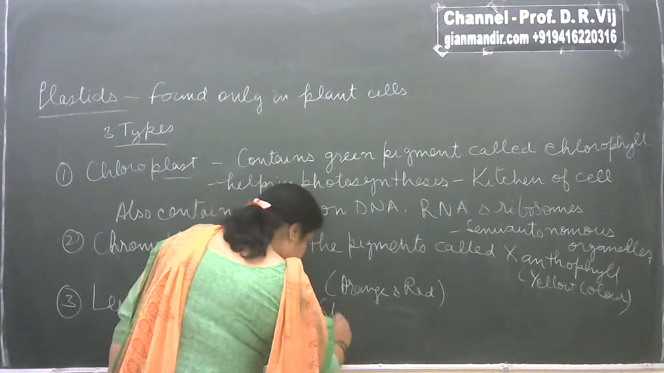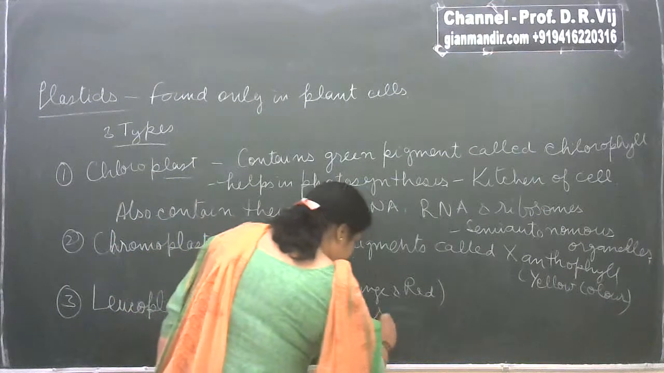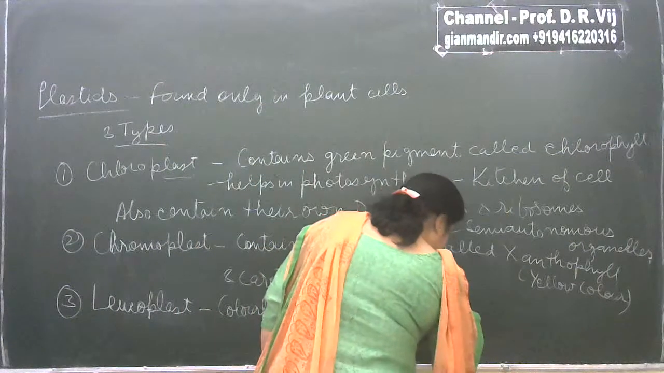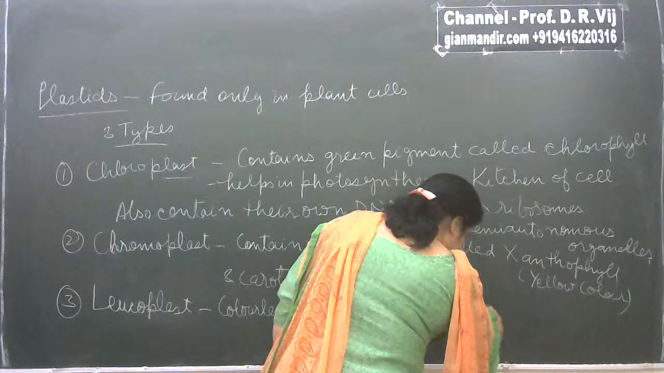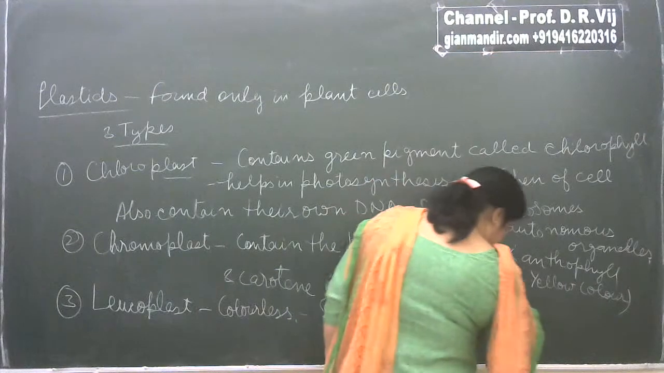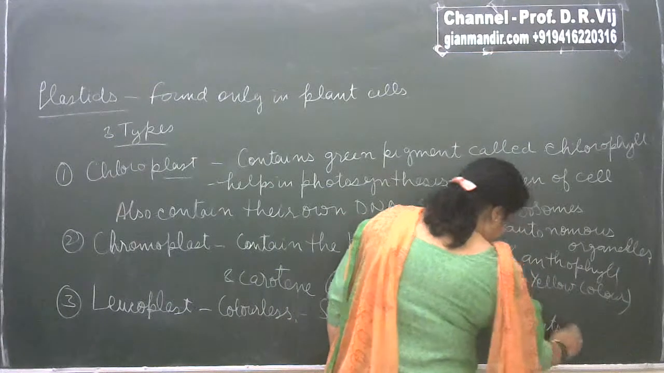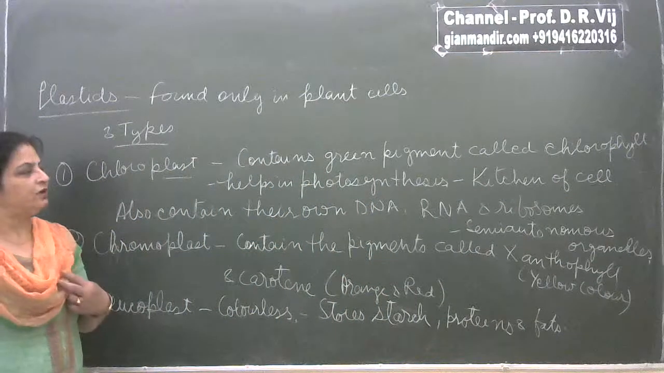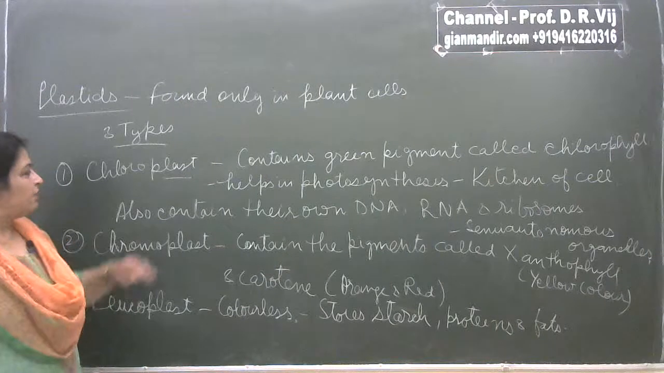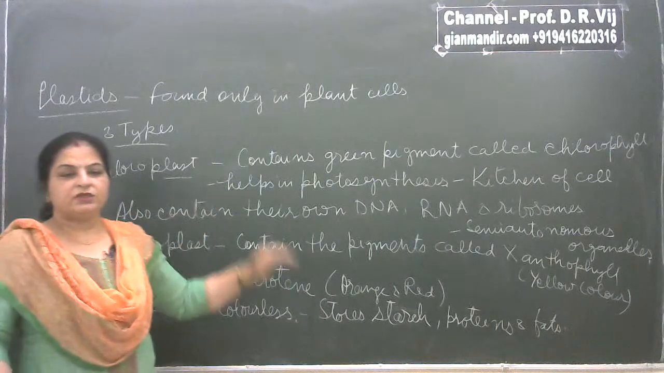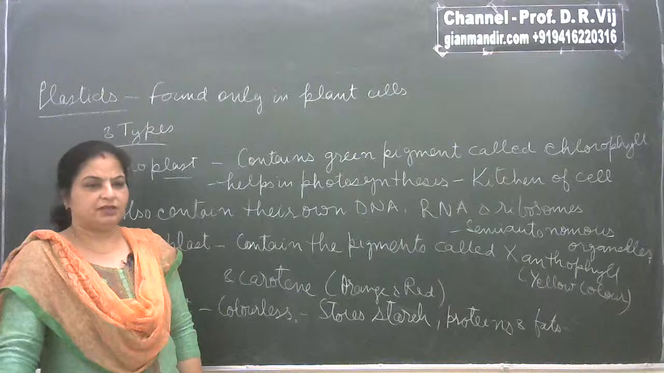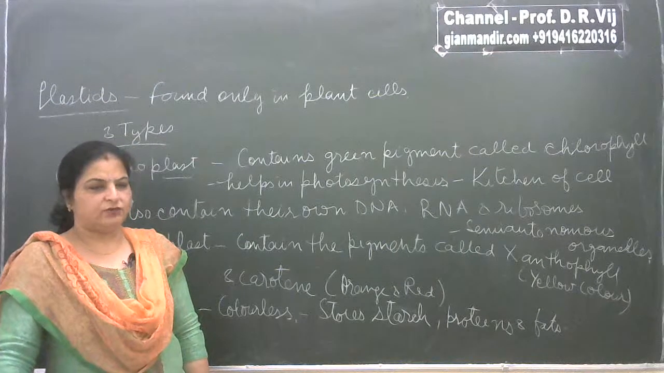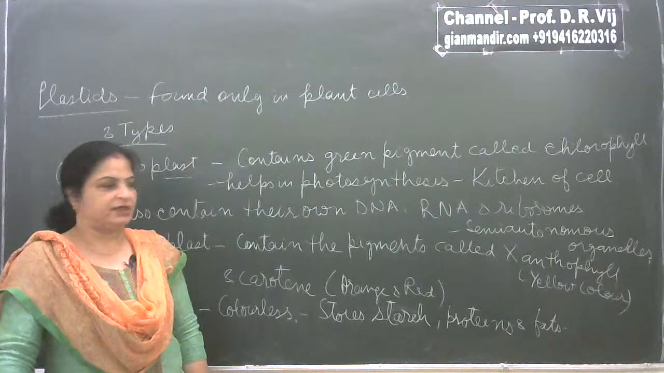So it stores starch, proteins and fats, right? So these are the three types of plastids that are found in plant cells. Out of these, you have seen chloroplast, which contains the green colored photosynthetic pigment known as chlorophyll, which helps in photosynthesizing the food. That's why it is known as the kitchen of the cell.